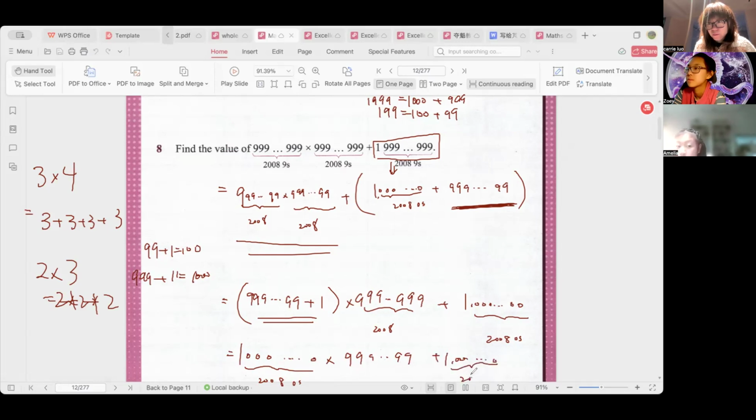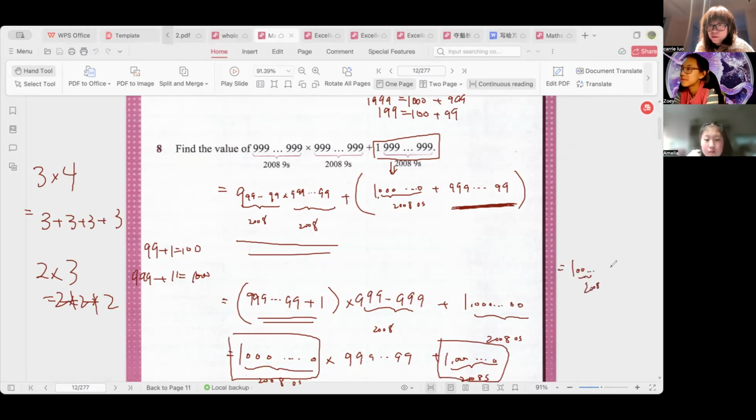Okay, look, do you see? There's one common thing appear again. Correct? So equals 1,001, how many zeros? 2,008 zeros times 999 plus 1 again. So it's 1, 2,008 zeros times 1, 2,008 zeros. So the answer is 1. How many zeros this time? 4,016 zeros.